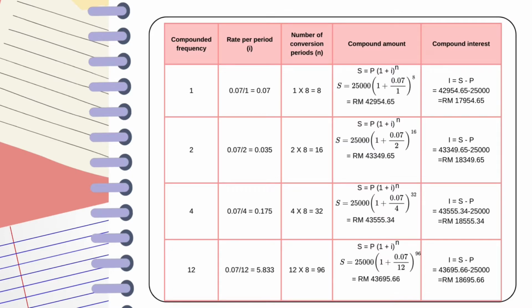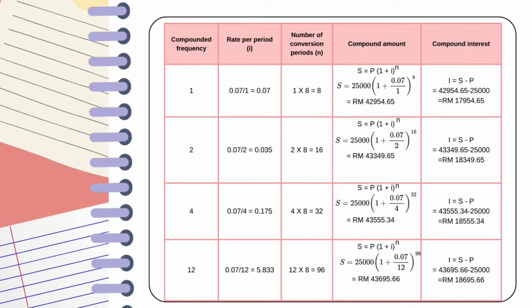For question 3 Roman, we need to find the number of conversion periods, or N. N equals M multiplied by T. For annually, the value of N equals 8. For semi-annually, N equals 16. For quarterly, N equals 32. For monthly, N equals 96.